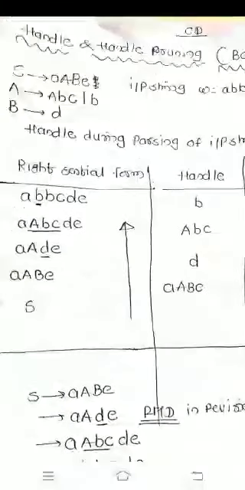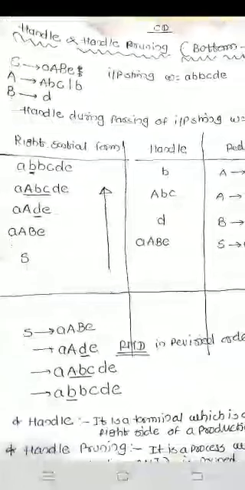So here there are three productions available. S implies small a, B, E, and in particular we can say that terminals are available at the right side, and these terminals are called the handle.